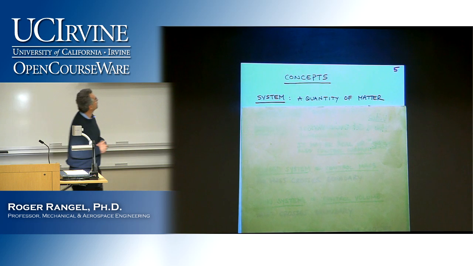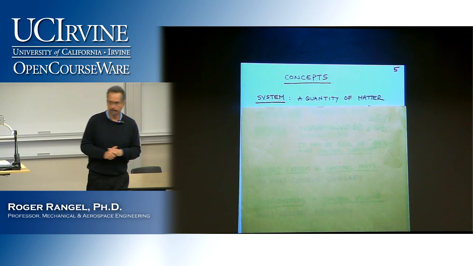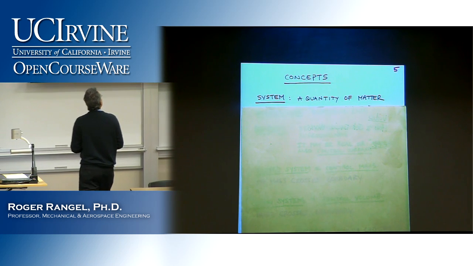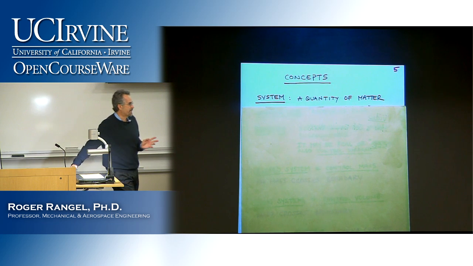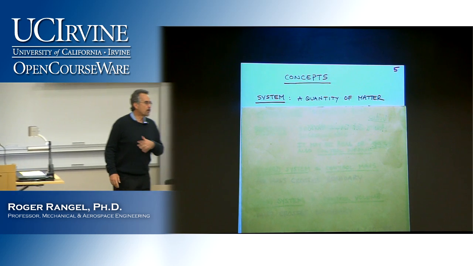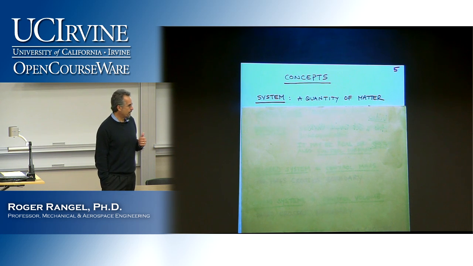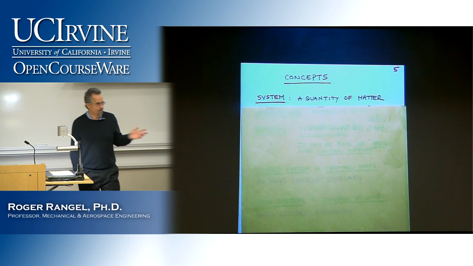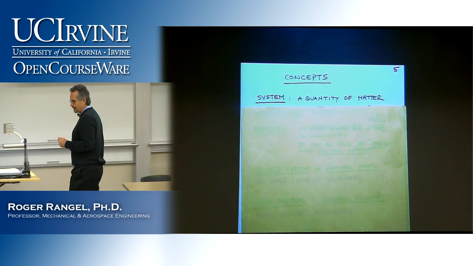The first one is what we in thermodynamics call a system. And that's a very simple definition, as you can see there. A quantity of matter constitutes a system, which means, of course, that pretty much anything that you wish to study using thermodynamics is a system. Just pick a certain amount of mass and make that to be your system.